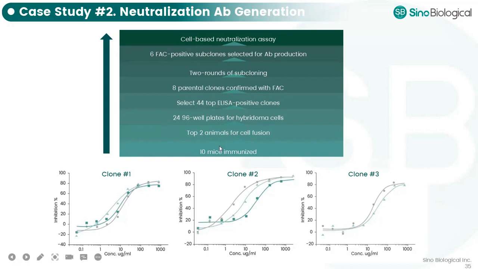After the immunization, we took the top 2 animals for cell fusions and were able to get 44 top ELISA positive clones. To confirm with flow cytometry, we obtained 8 parental clones confirmed with this assay. We did 2 rounds of subcloning, and finally obtained 6 flow cytometry positive subclones selected for antibody production, and then validated by the cell-based neutralization assays.